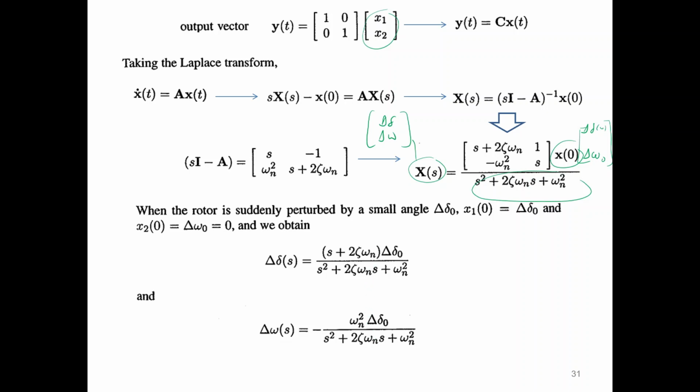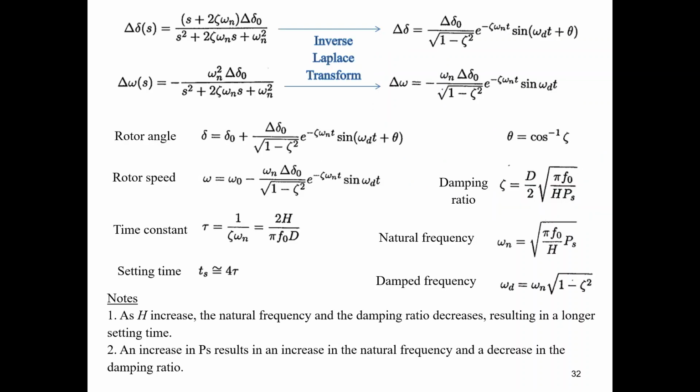Now we are not interested in the S domain terms. We just need to take the inverse Laplace of this. How to do this is not covered in this class. You can just expand this using partial fractions, take the inverse Laplace, and you get delta and delta omega in the time domain.